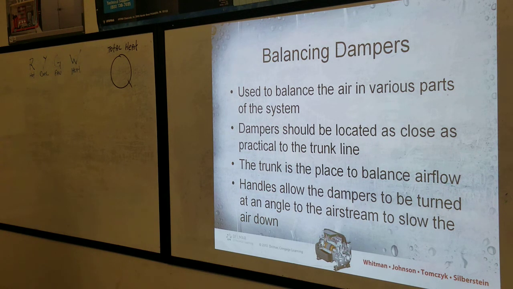Balancing dampers are used to balance the air in various parts of the system. Dampers should be located as close as practical to the trunk line. The trunk is the place to balance airflow. Handles allow the dampers to be turned at an angle so the air streams slow the air down.